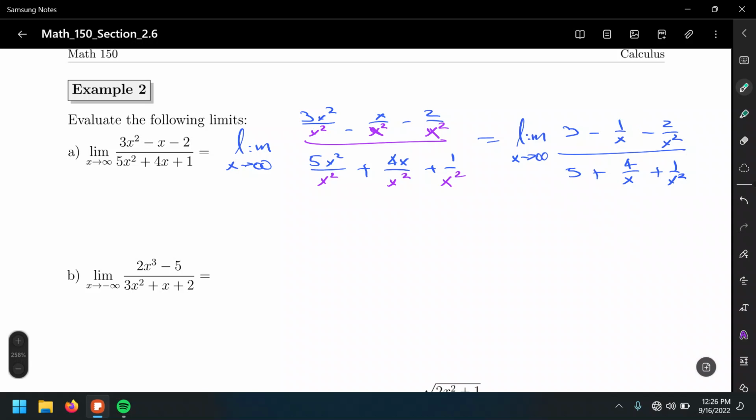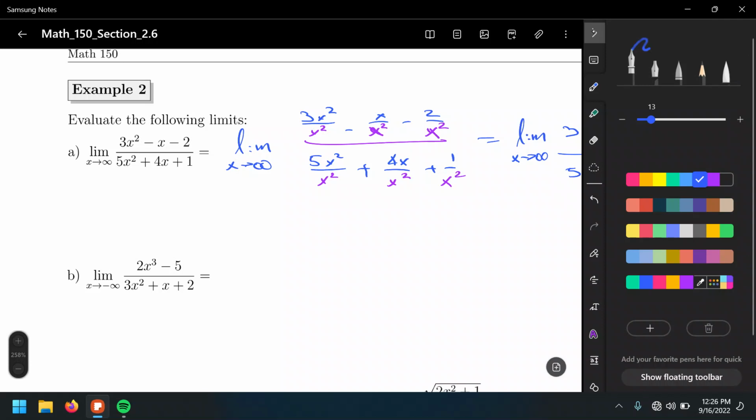So the quantity 1 over x. No need to show the graphical analysis. We already did that. Essentially, we have 1 over a big number, 1 over infinity. Where is this going to go? It's going to 0, right? Same for the other terms. And that's it. What are the terms that survive? 3 and 5. 3 over 5. That's our limit.